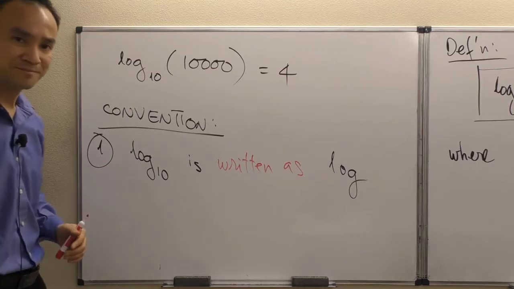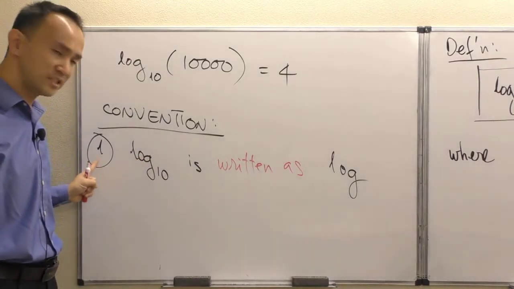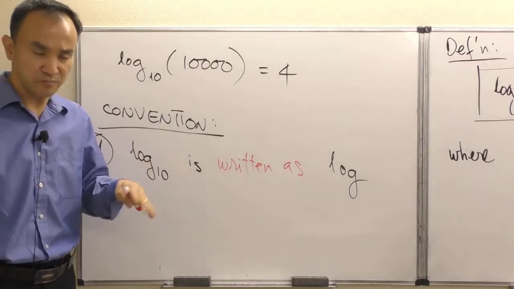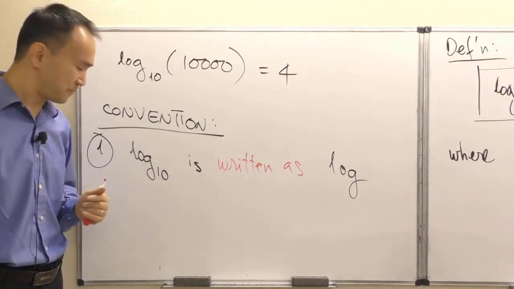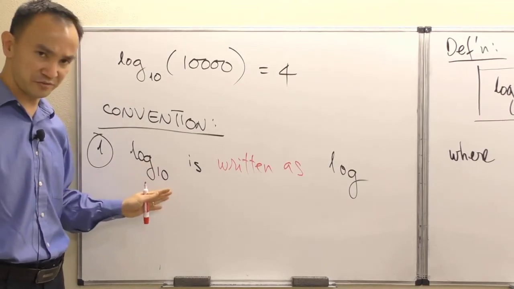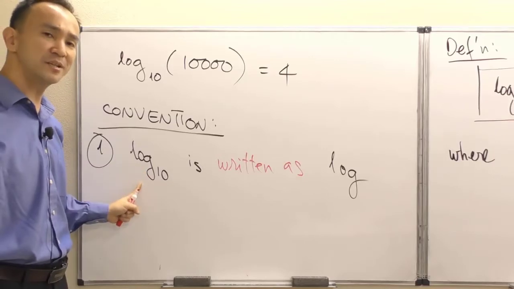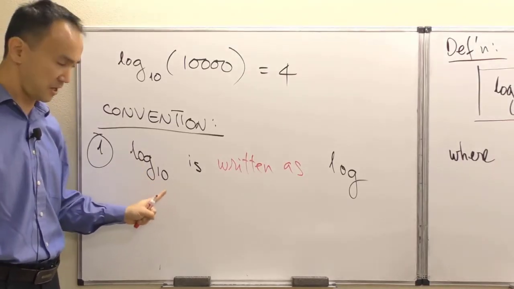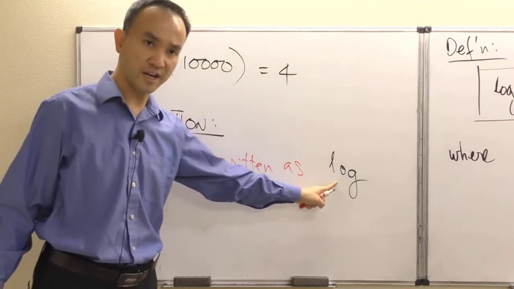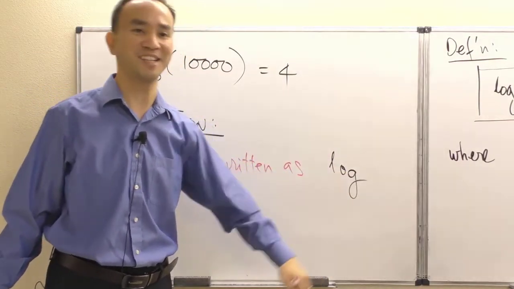Keep that with you. Okay, and this one I label as number 1 as far as the convention, because there will be another convention coming later. But for now, the first convention, which is used worldwide, is that anytime we work with log base 10, we write it as log, completely skipping the base.